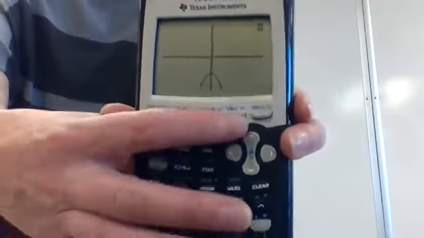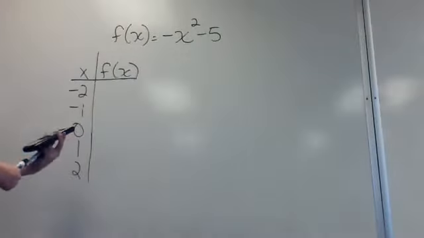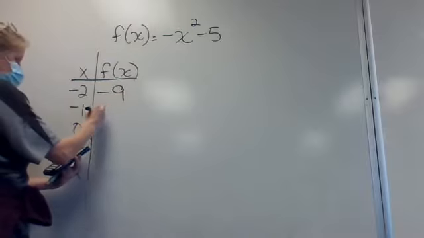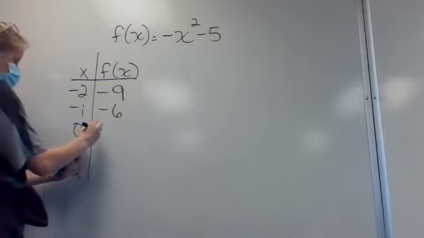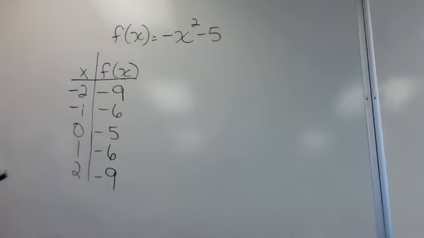So go to second table and complete this chart. So this time with -2 is -9, -1 is -6, 0, -5, and then it starts mirroring itself after that.